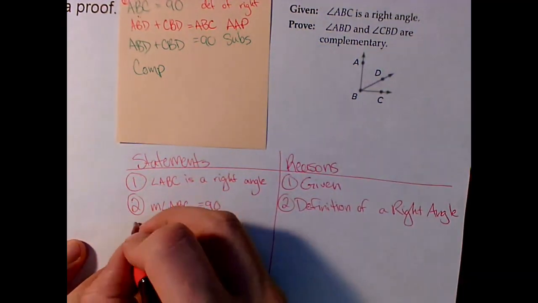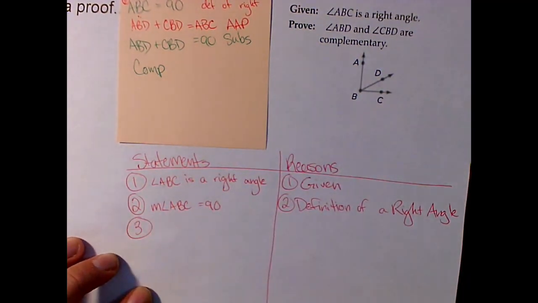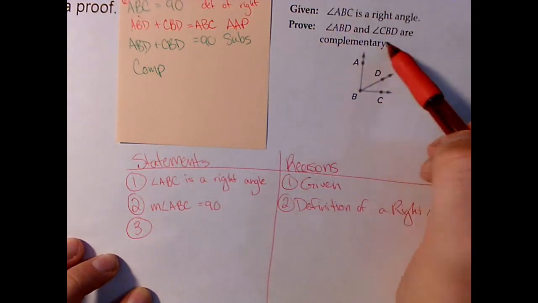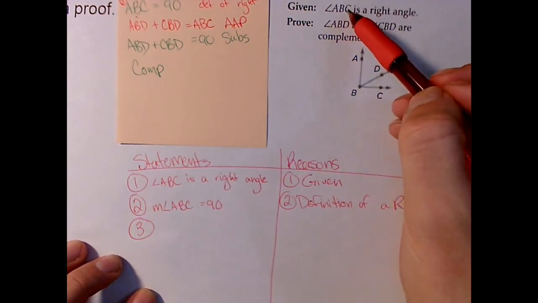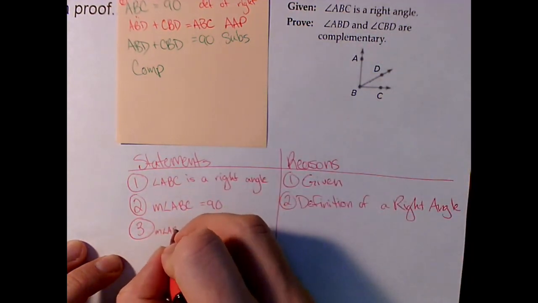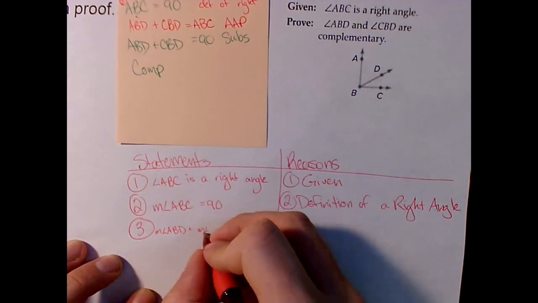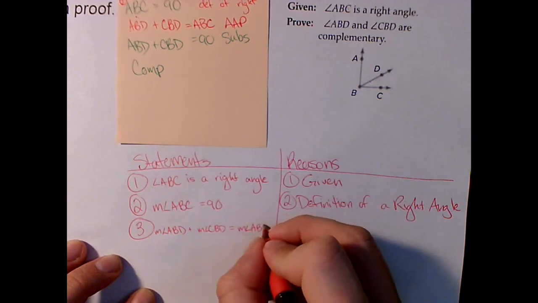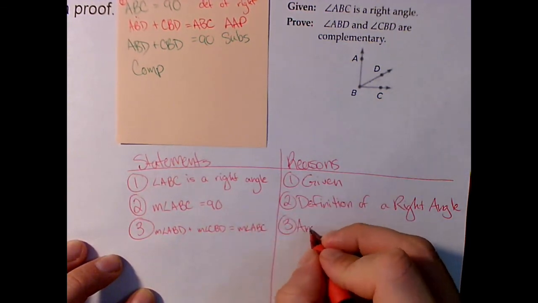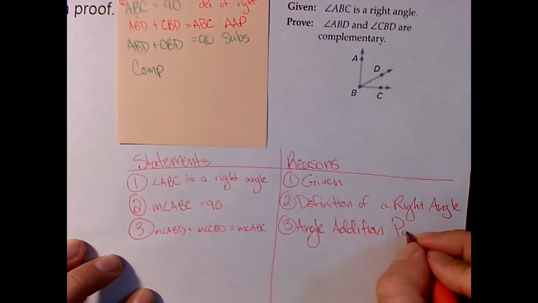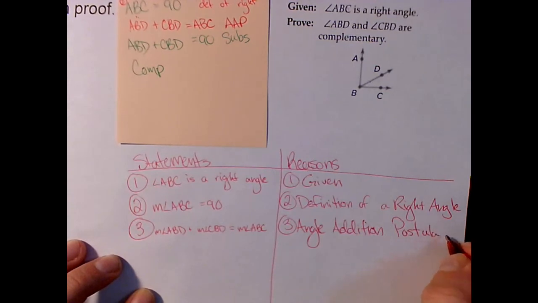Step 3 is using the angle addition postulate. Again, my job is to build a connection from that to that. And so ABC is the same thing as those two guys added together. So I can say the measure of angle ABD plus the measure of angle CBD equals the measure of angle ABC. And that is the angle addition postulate.